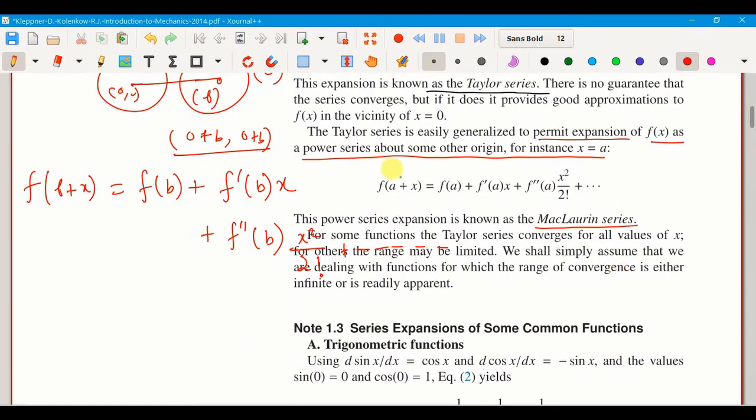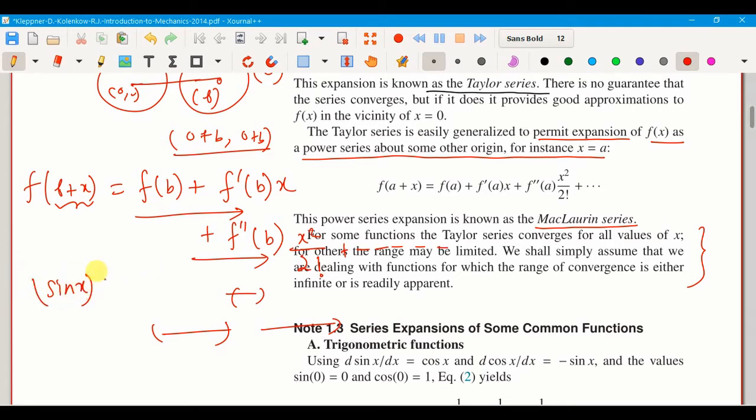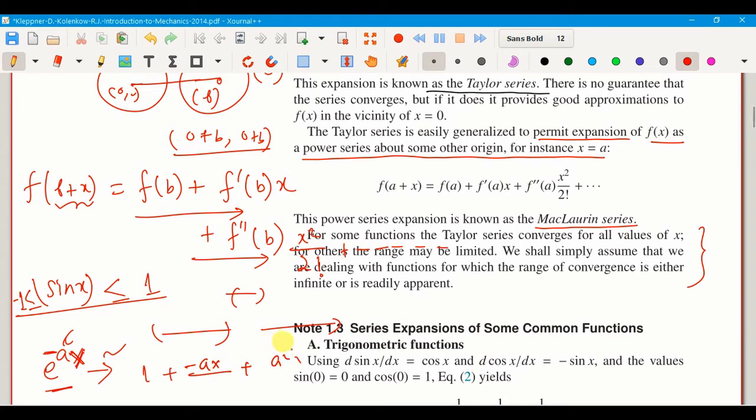For some functions the Taylor series converges for all values of x, for others the range may be limited. This series will converge for some values; for some functions, maybe up to third order it may converge, or maybe for some series it will converge for everything, as long as it demands that, okay, this has to be smaller than 1, just like we have done. For example, if you write the Taylor series of sin x, because the range will give you only 1 to minus 1, this sine function will always converge. But e to the power ax, if you do the convergence test or the Taylor series expansion, you will get that a has to be smaller than x, then this series will converge. But e to the minus ax, it will always converge if you write it like minus ax plus a squared x squared by 2 factorial, then again negative a cubed x cubed by 3 factorial, and so on.